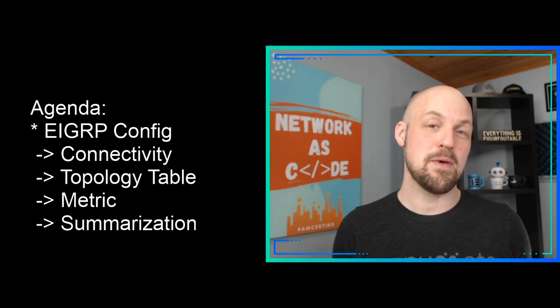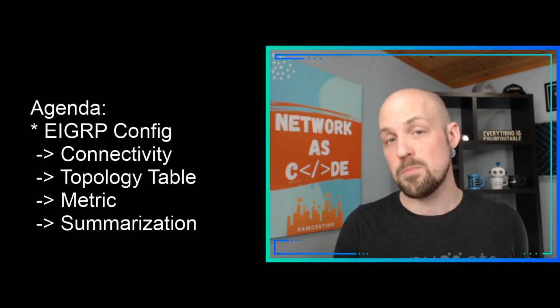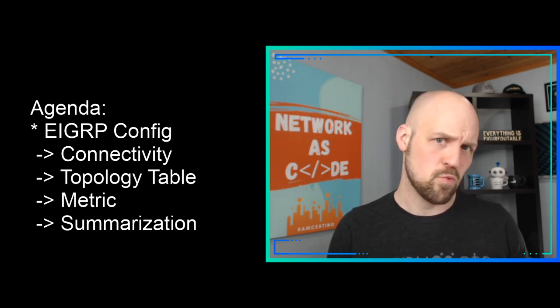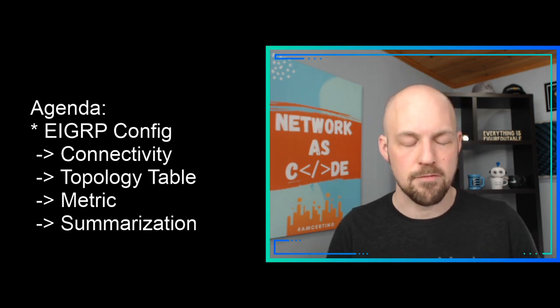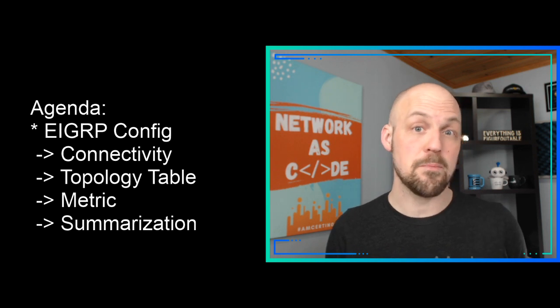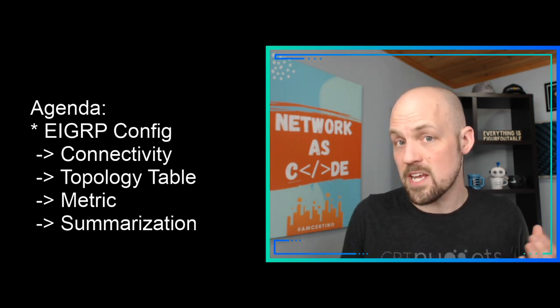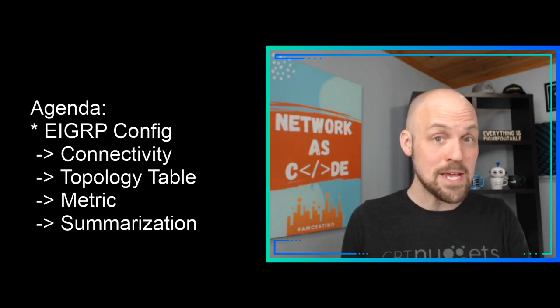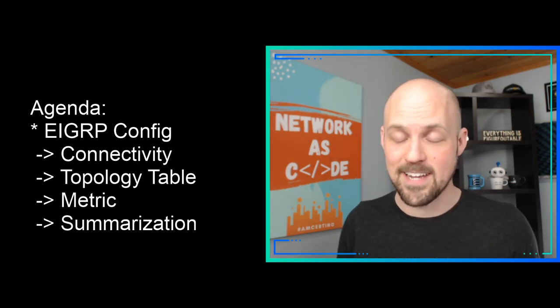We are going to be talking about the metrics too, comparing it to OSPF cost. EIGRP's metric is way more complicated than OSPF's, unfortunately. So we need to make sure we understand that as well. And then summarization is something that we can't do in single area OSPF, but we can do it with EIGRP. So we're going to, of course, take advantage of that tonight.